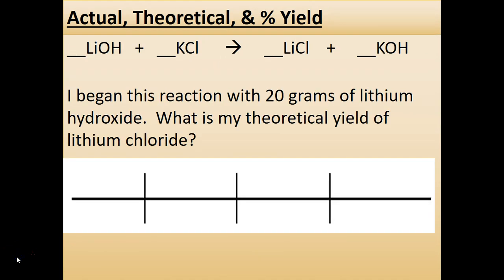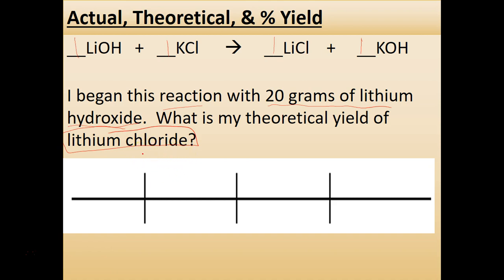Now we're going to try and see if we can calculate percent yield from an equation. But before we can do percent yield, we've got to start with calculating our theoretical yield. So before I even begin the problem, I got to make sure that this is balanced. And it just so happens that it already is balanced, so everything is going to be a 1 on this one. I began this reaction with 20 grams of lithium hydroxide. What is my theoretical yield of lithium chloride?